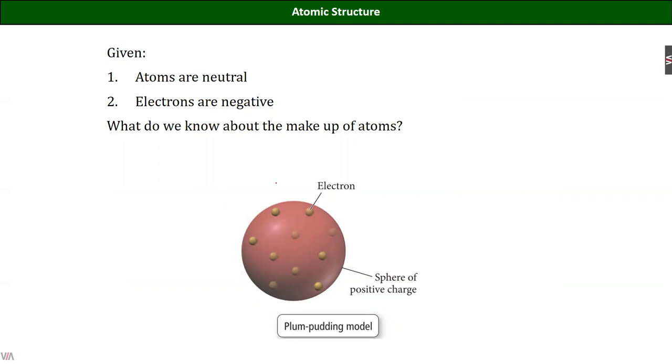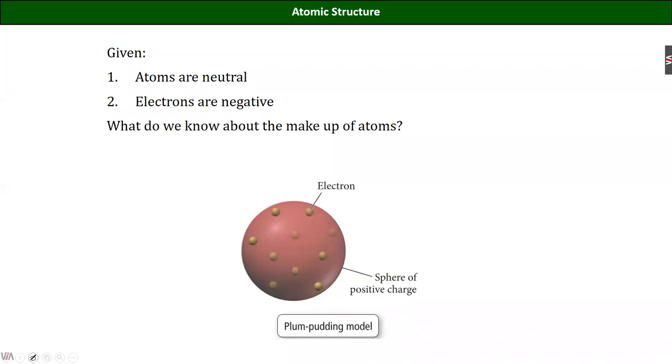So the plum pudding model was this idea. Thompson discovered the electrons, came up with the plum pudding model. And then his protege, or his grad student, essentially, although they didn't use the term at the time, his student who was training to be a research scientist under him said, okay, well, I can come up with an experiment to show that this is accurate.